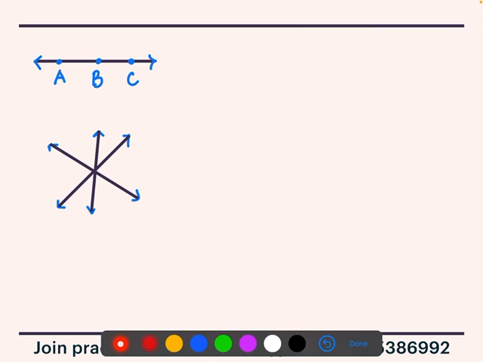Then we have collinear points. What are collinear points? Points that lie on a same straight line are the collinear points. And this over here, where the intersection of three or more lines takes place, is called a point of concurrence.